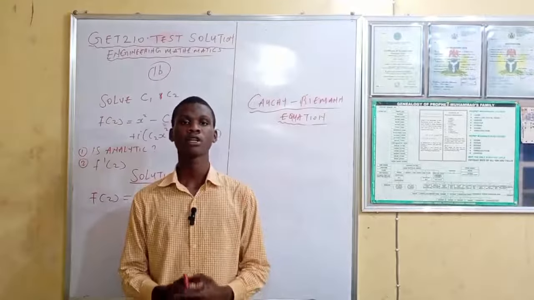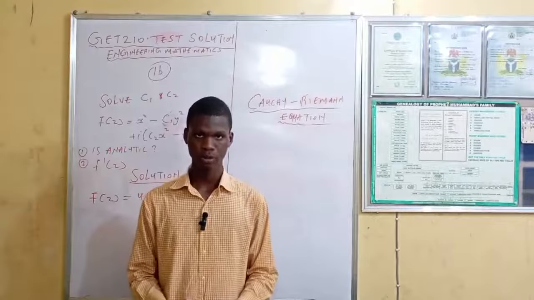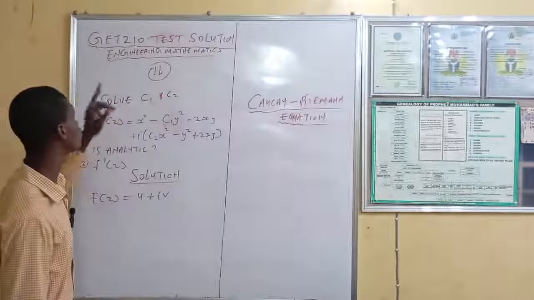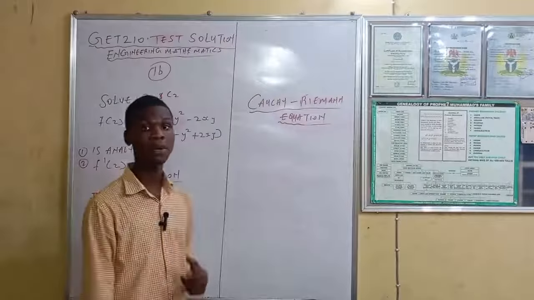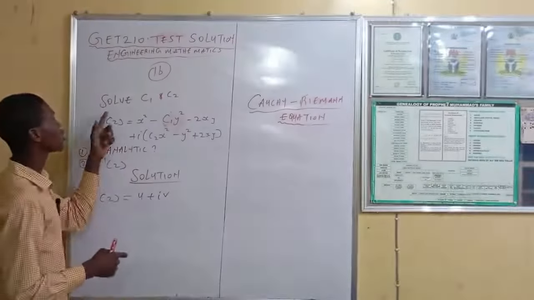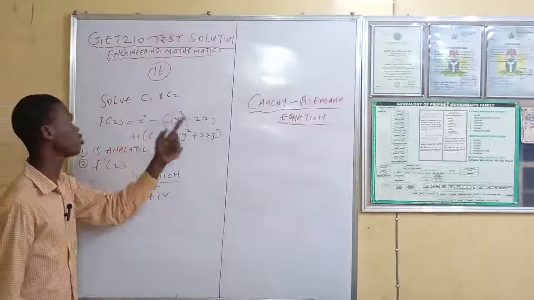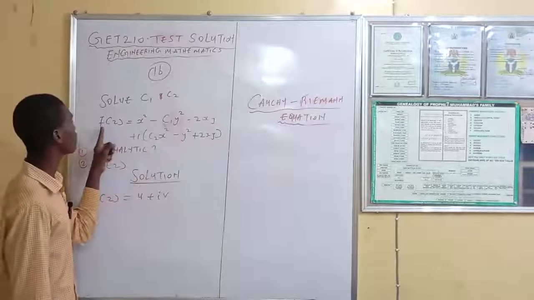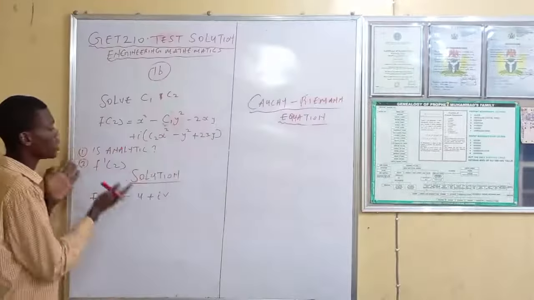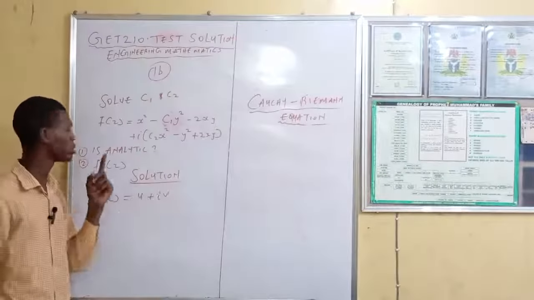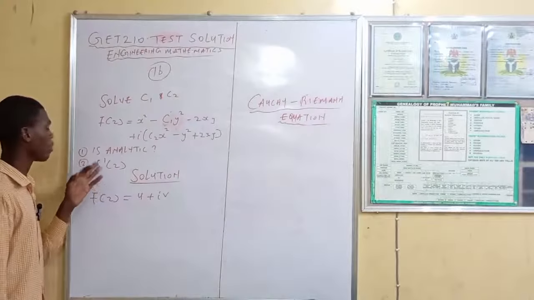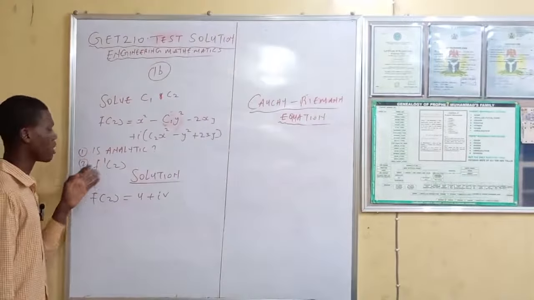We'll be talking about the Cauchy-Riemann equations. To be precise, we'll be treating the GT 210 test solution in engineering mathematics. Question 1b. We are told to solve for the values of C1 and C2 such that the function f of z, given to be this, is analytic. That's question 1. Question 2 says: also find the derivative of f, that is f prime of z.